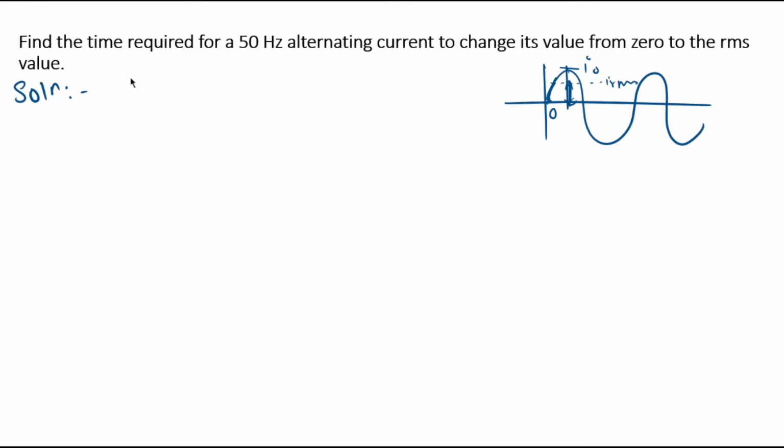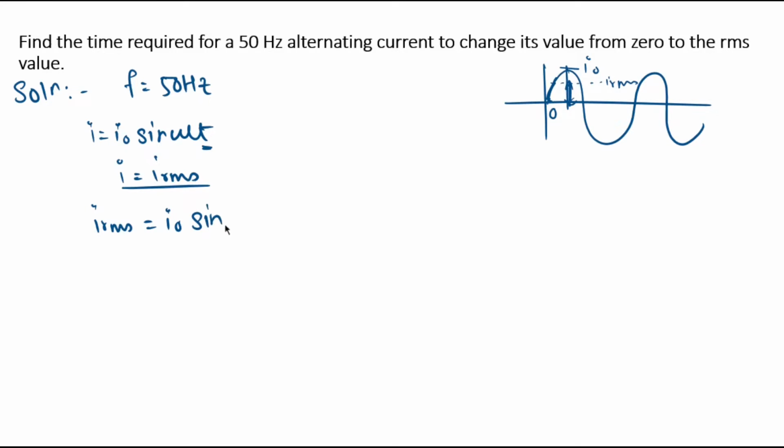So we have been given the frequency, which is equal to 50 Hertz. Let's write the expression for the instantaneous value of current, that is I equal to I naught into sine omega t. We need to find the time at which the current value I is equal to its RMS value, which implies that I RMS is equal to I naught into sine omega t, and we need to find this time. We know that I RMS is equal to I naught upon root 2.